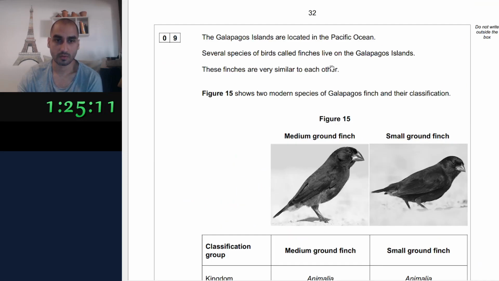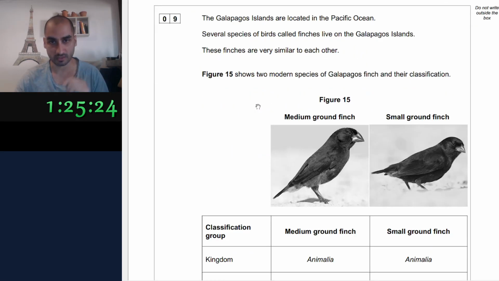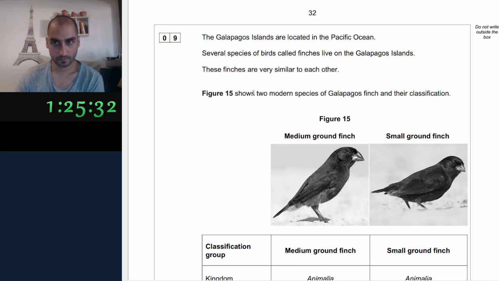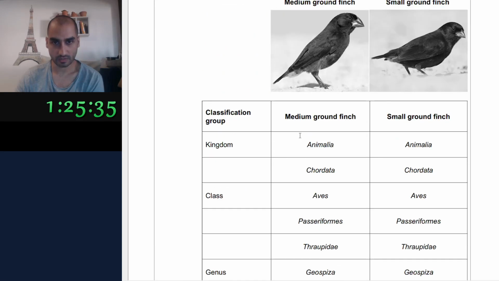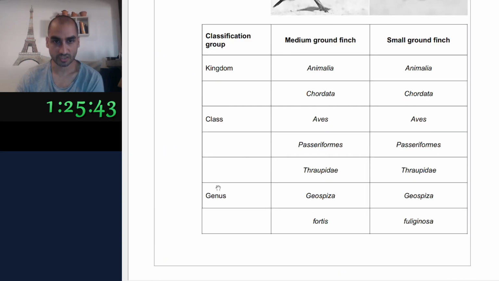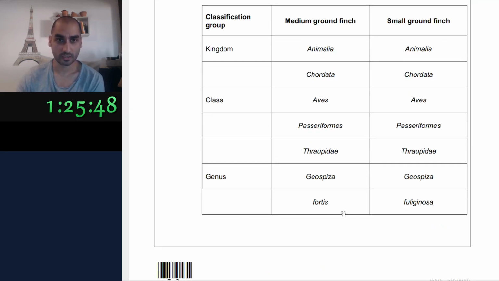Okay, so the Galapagos Islands are located in the Pacific Ocean. Several species of birds called finches live on the Galapagos Islands. These finches are very similar to each other. So I guess finches were also brought up in Darwin's studies. I'm sure he referenced finches often. Medium groundfinch, small groundfinch. Kingdom, class, genus. Complete figure 15. So this is where we use the mnemonic.